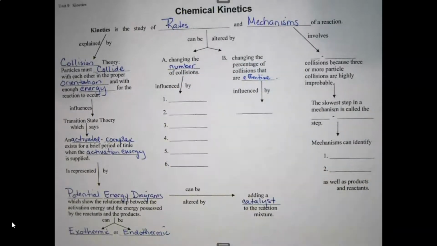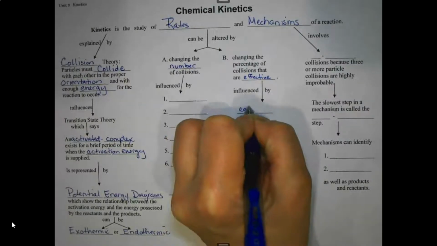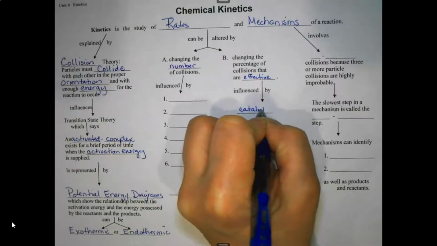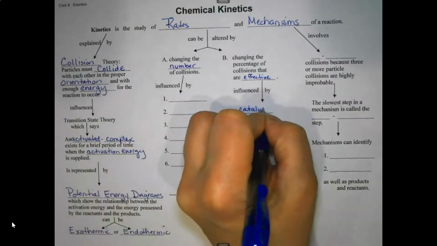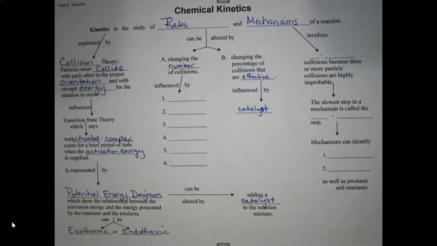So how do we get more effective collisions? Well, we throw in a catalyst. We lower the activation energy by offering an alternative pathway for the catalyst. You were not able to do this with the sugar cube because there is no catalyst for the dissolving of sugar.